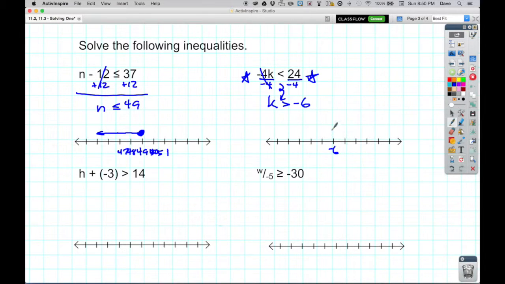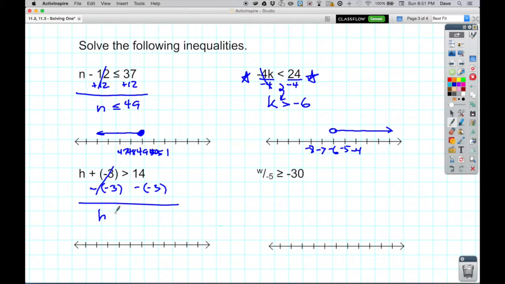So there's negative 6, not equal to negative 6, but anything greater than negative 6. All right, let's try the next one. H plus negative 3 is greater than 14, so the move here would be subtract negative 3. What I do to one side, do it to the other. These cancel, and I get H.